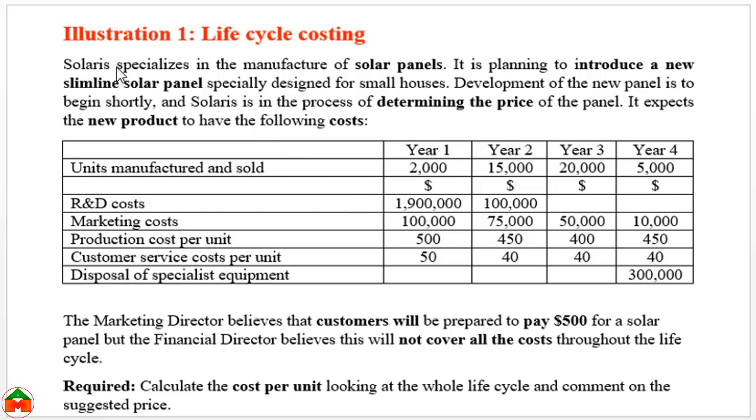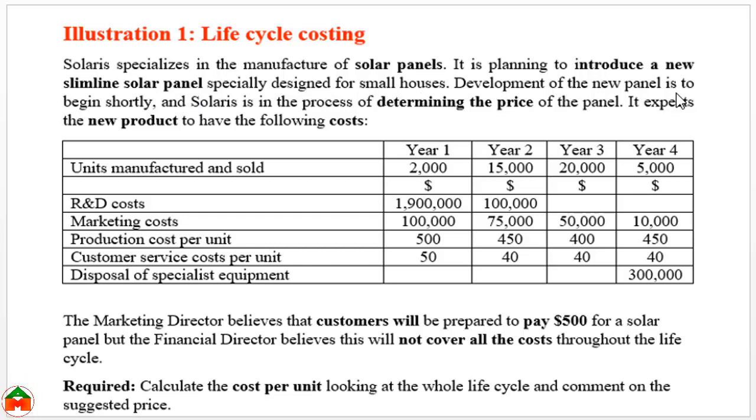In this illustration, we can see Solaris. It's a company name, Solaris. This company specializes in the manufacture of solar panels. That means the product name is solar panels and the company name is Solaris. The company is planning to introduce a new slimline solar panel, especially designed for small houses.